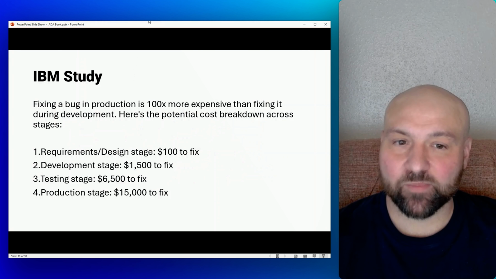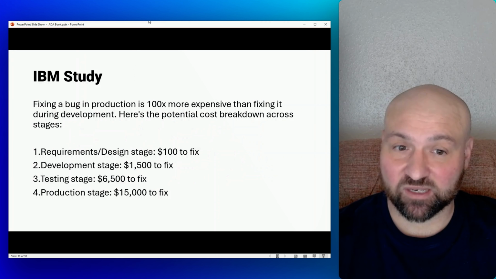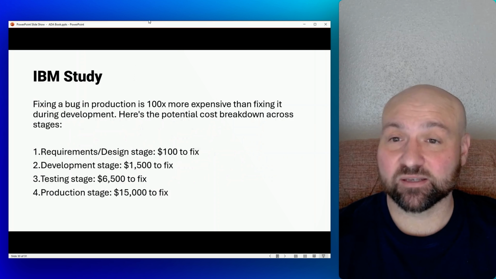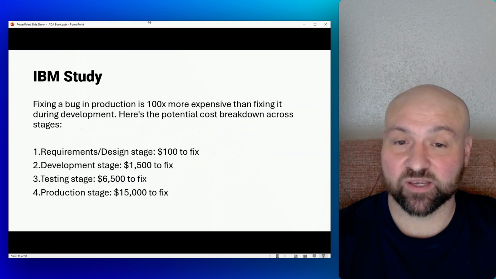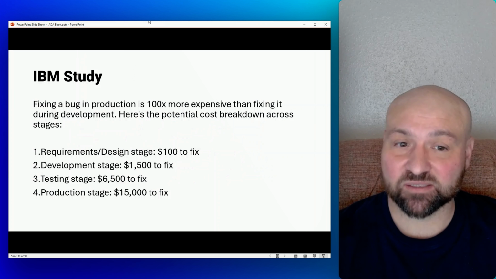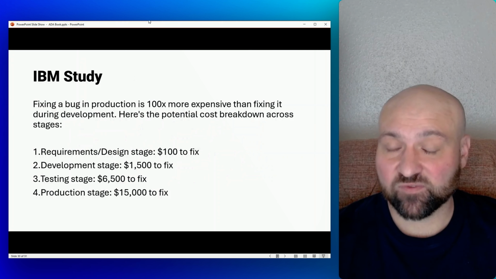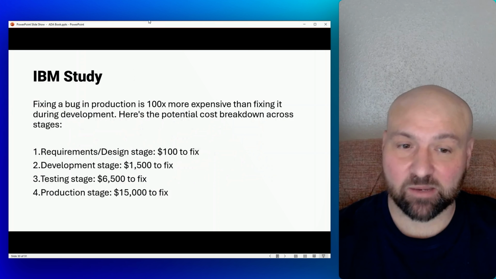We have the requirements and design stage, at which time it's only going to be $100 to fix the bug. When we progress to the development stage, the bug costs $1,500 to fix. When we're in the testing stage, the cost is now $6,500. And then when we reach the production stage, it is now $15,000 to fix that same bug.